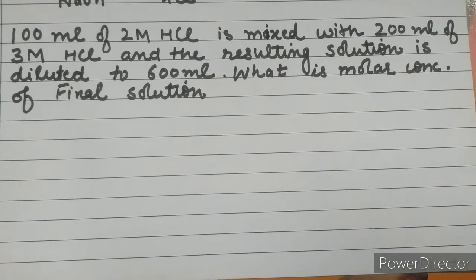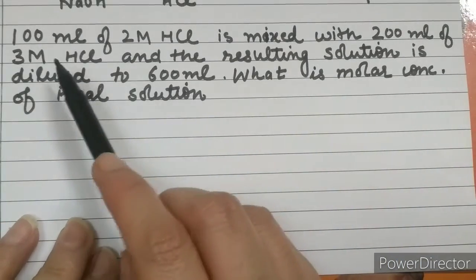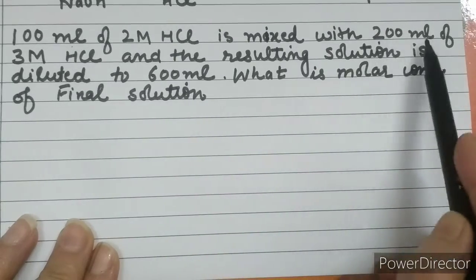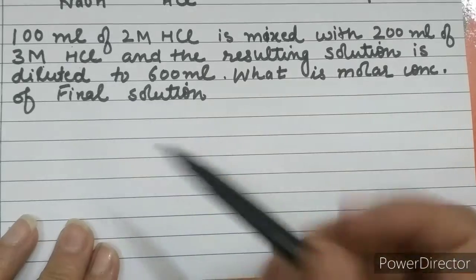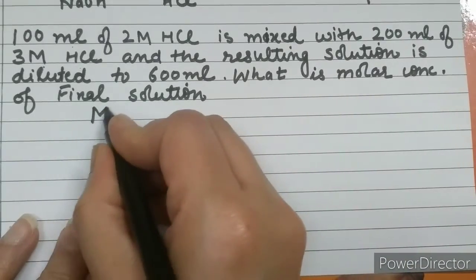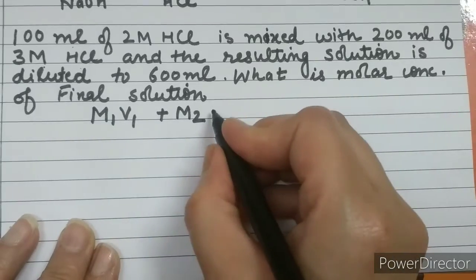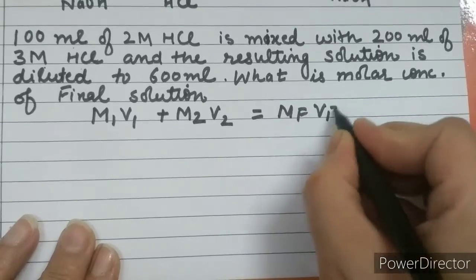So let's try solving a question on special cases of molarity. The question is: 100 ml of 2 molar HCl is mixed with 200 ml of 3 molar HCl. So HCl in HCl, that means we are going to apply the addition equation. Both the same kind of things are mixed. So M1V1 plus M2V2 is equal to M final, V final.